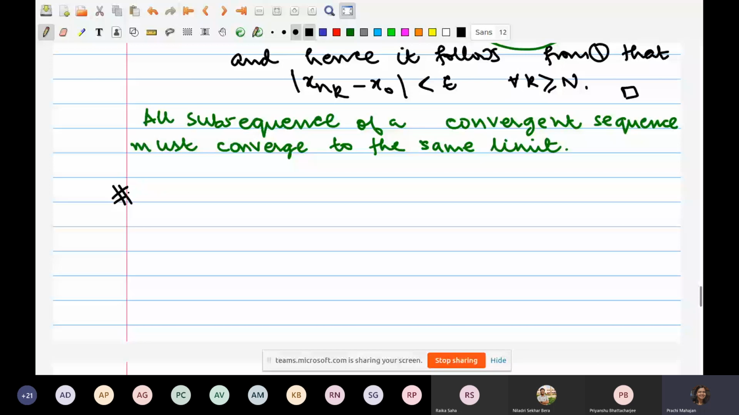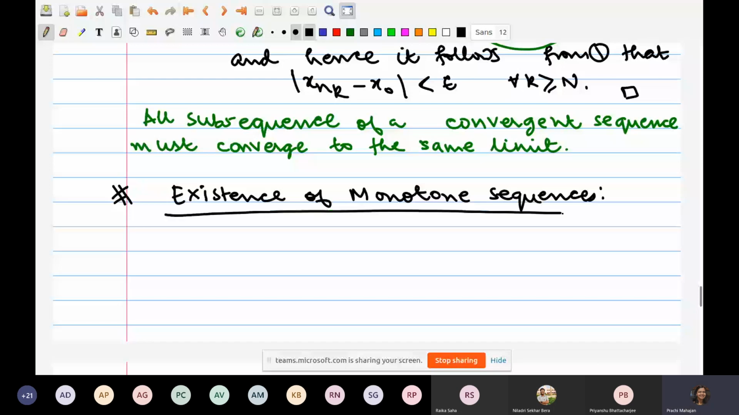Again, this is a statement about a sequence of real numbers, because this concept doesn't make sense otherwise. The next statement is about the existence of monotone sequences. Given any real sequence xn, there exists a monotone subsequence. Let me write that down. The proposition and how it is relevant, we will also see that.